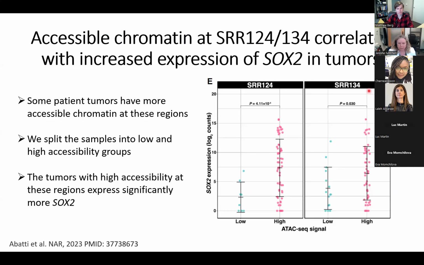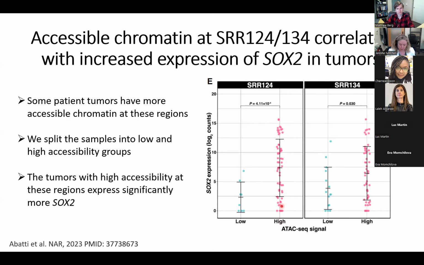The next thing that we did is look at how the accessibility at these regions is correlated with SOX2 expression. Some patient tumors have more accessible chromatin at these regions and some have less. So we split the samples into the ones that had low accessibility and the ones that had high accessibility. And then we looked at SOX2 expression in the RNA-seq data. We saw that for both of these regions, the patient tumors that had more highly accessible chromatin had significantly higher SOX2 levels, suggesting that this region could be regulating SOX2 in these tumors.